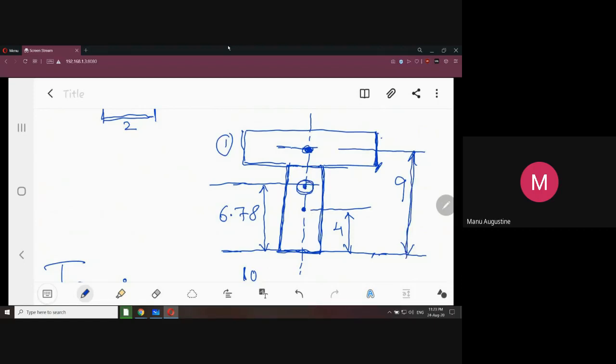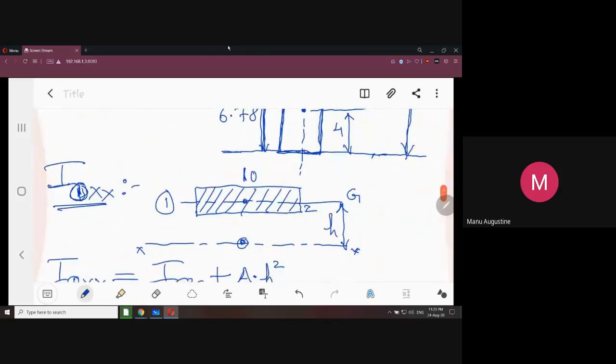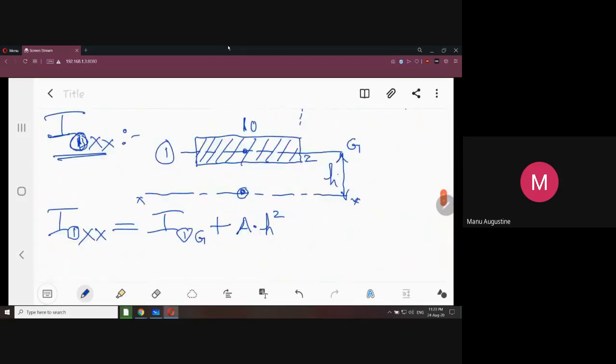This whole height is 9. This height is 6.78. So what will be this height? This is our target h here. So this will be actually 9 minus 6.78. So this h is equal to 9 minus 6.78 centimeters. And now we have all the information that is required for us to find I1XX.